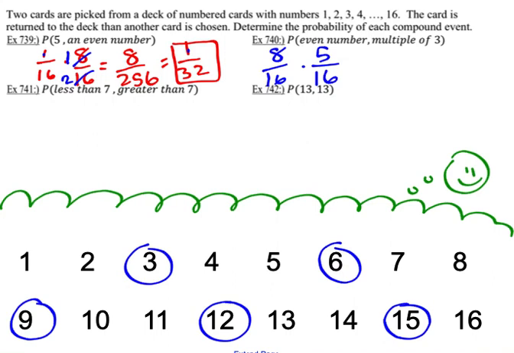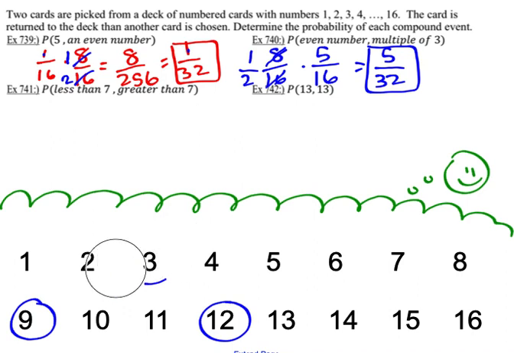Now if we do a little bit of reducing first, that'll help us here. 8 sixteenths is the same as 1/2. 1/2 times 5 sixteenths, 1 times 5 on top, 2 times 16 on bottom. That is a probability of 5 out of 32 that you will pick an even number and then pick a multiple of 3. Okay, next example.